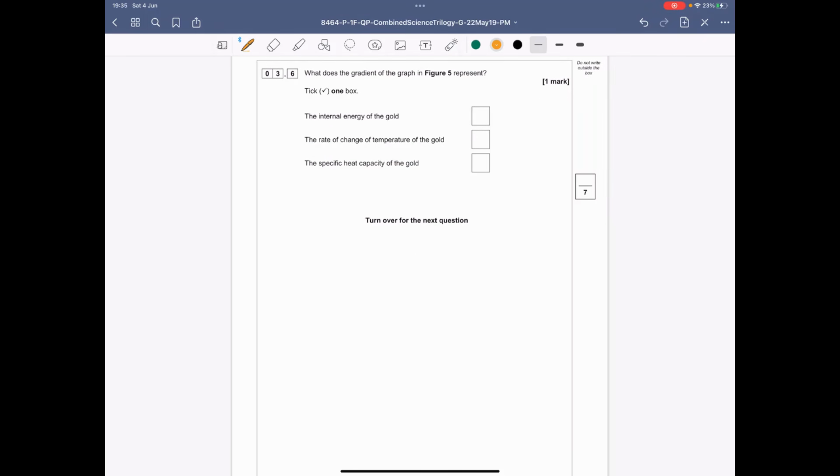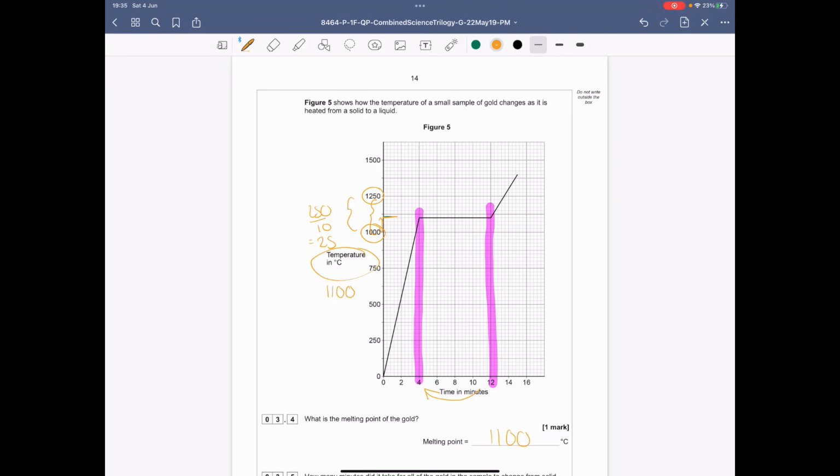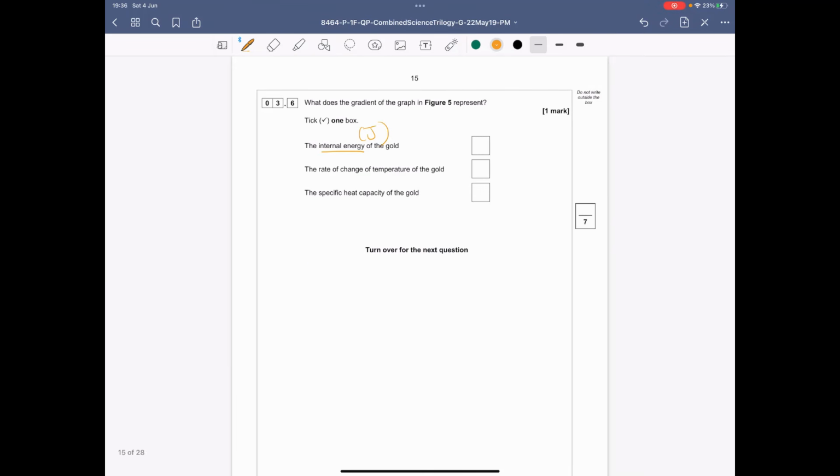What does the gradient of the graph represent? Does it represent the internal energy of the gold? Well, energy is measured in joules. This graph had temperature in degrees Celsius and time. It doesn't have any units to do with joules, so therefore it's not about energy.